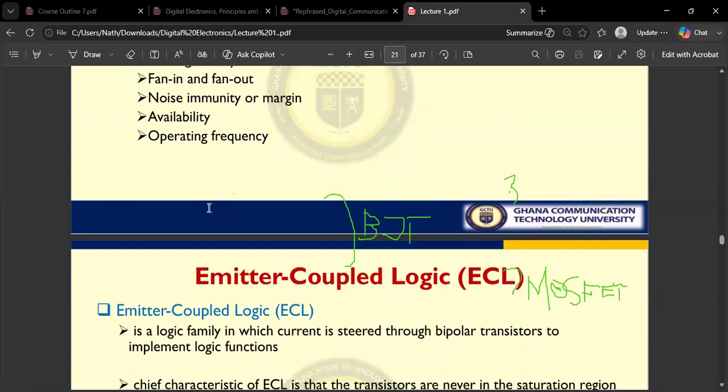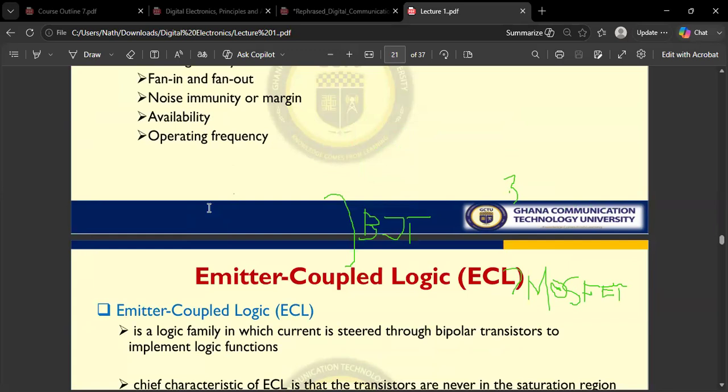Then the noise immunity, or noise margin. The noise immunity is just the amount of noise a circuit can tolerate, right? So the noise immunity or margin is the amount of noise a circuit can tolerate.